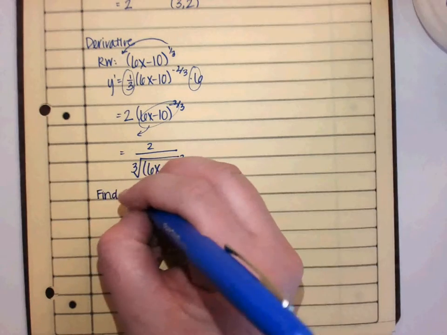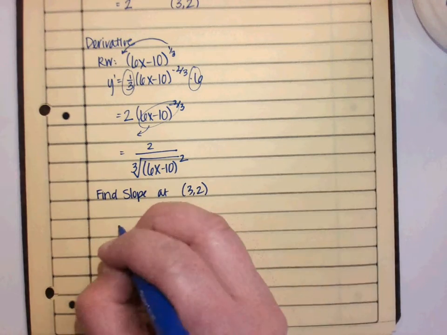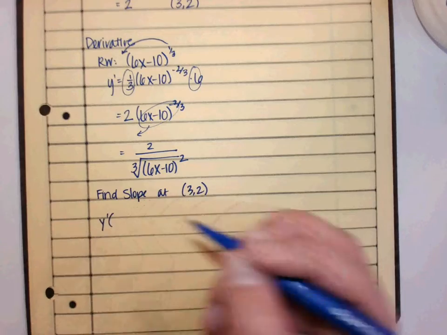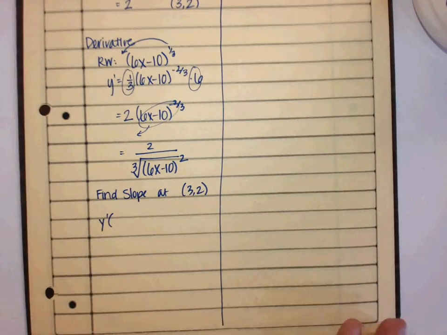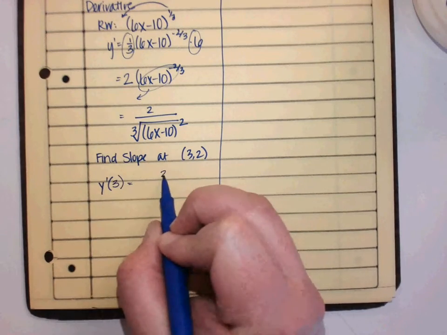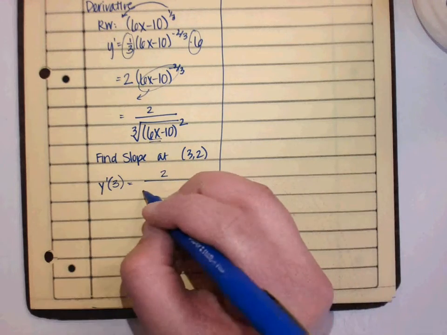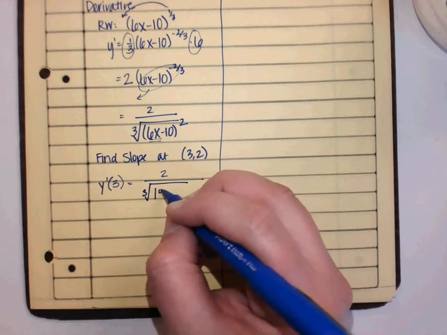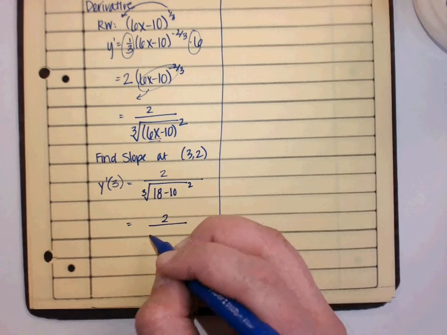Okay, I'm going to find the slope at 3, 2, which means what number am I plugging in? When do you flip it? Not till the other side. So we're plugging in our 3. What do I get inside the root on the bottom if it's a 6 times 3 here again? 18. And then what's 18 minus 10? 8. So really, I have 2 over 1/2.